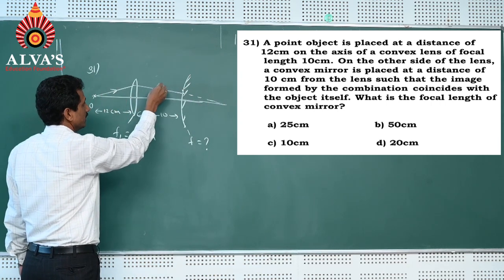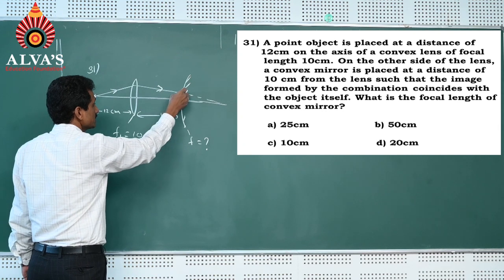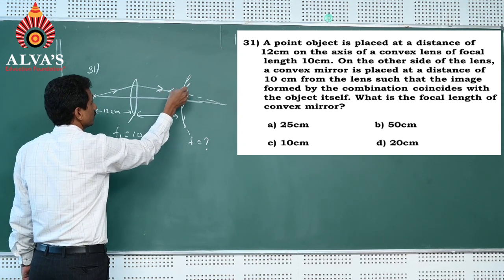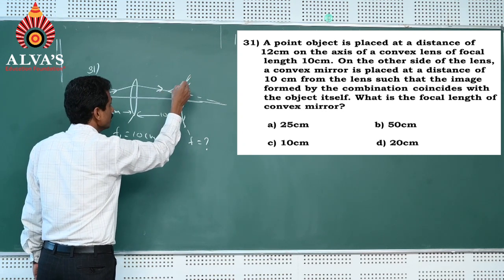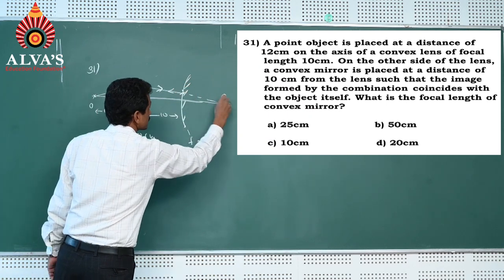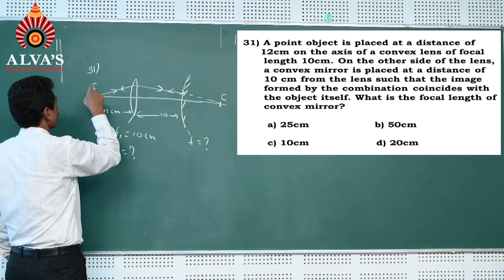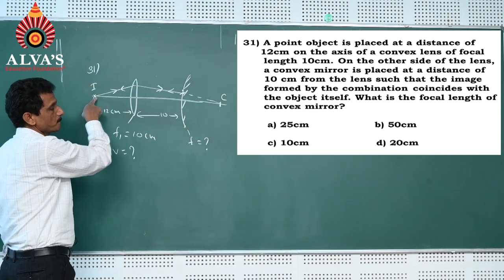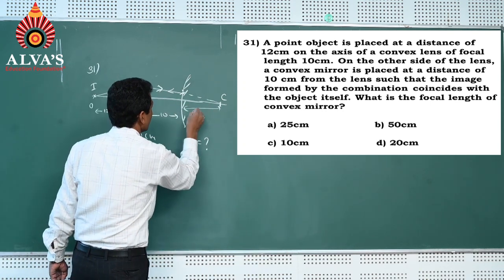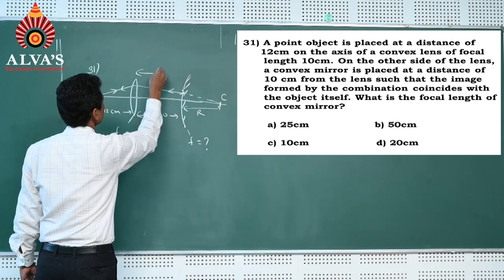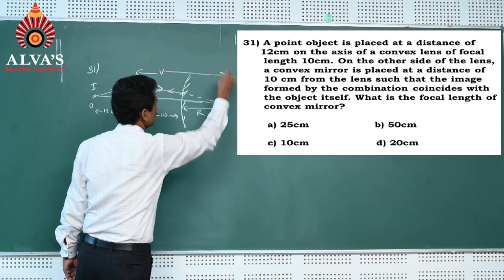It retraces the ray. That means the ray incident on the mirror should be normal. When a ray is incident normally on the mirror, it should pass through the center of curvature. So it retraces, and the final image forms at the object itself. This distance should be r. That is, this distance should be v.